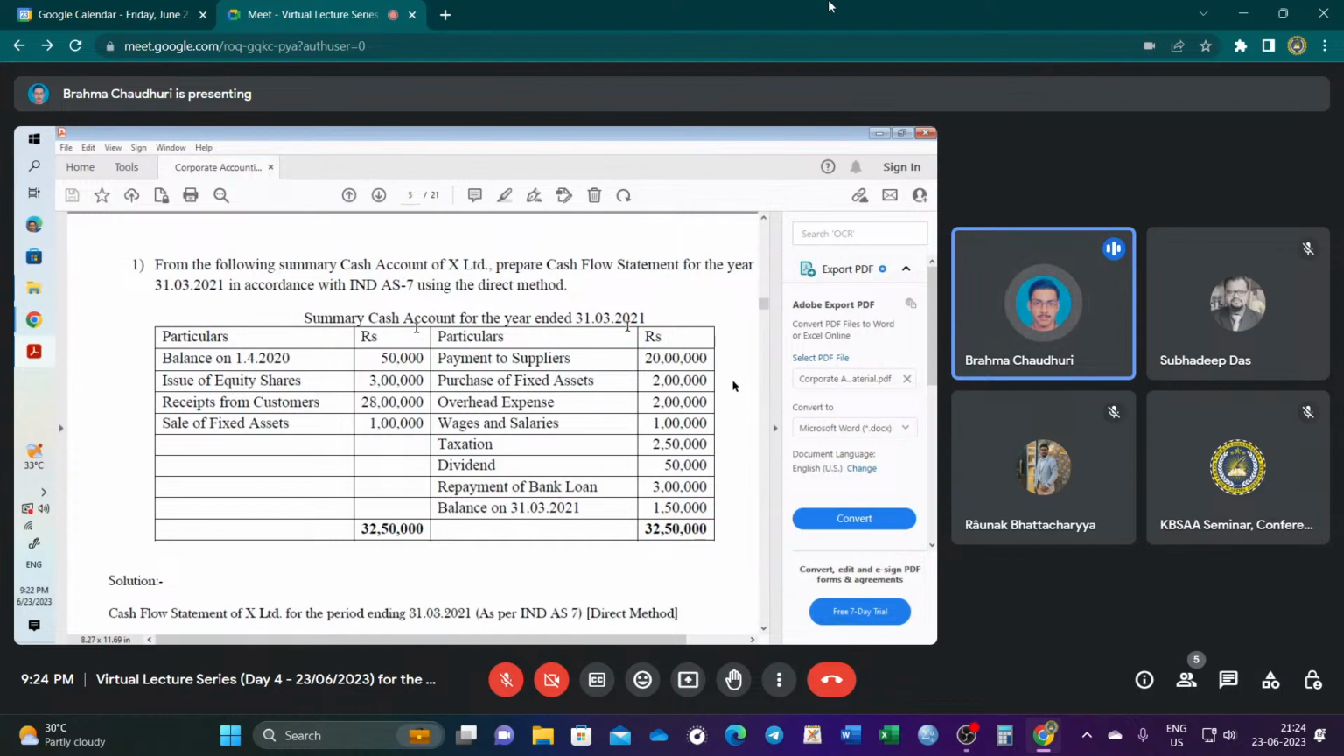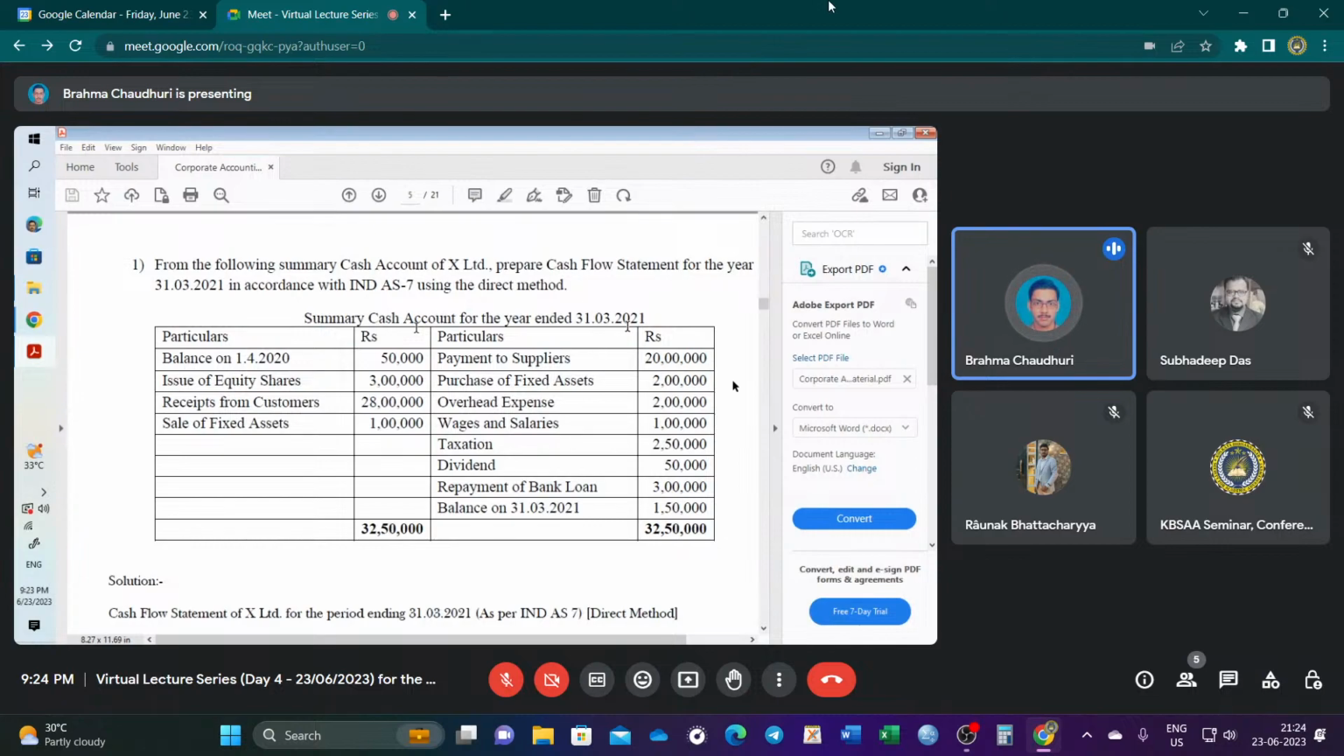So far as the issue of equity shares is concerned, it is a cash inflow arising from the financing activities. And sale of fixed assets, since it deals with the fixed assets, means disposal of fixed assets. It is the cash inflow arising from the investing activities. So in the receipt side, we have identified the three activities. Which one is the operating activity? Which one is the investing activity? Which one is the financing activity?